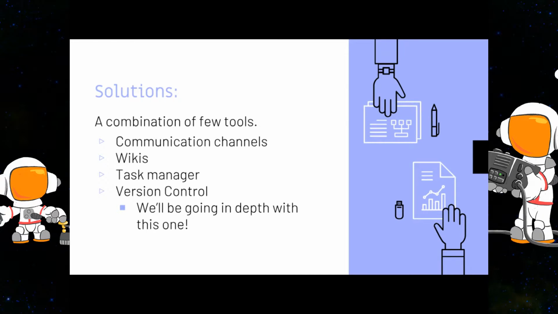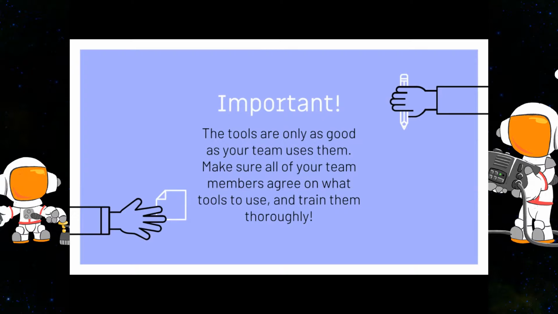And it'll probably be very obvious as to why when I review this. But important: tools are only as good as your team uses them. Make sure all of your team members agree on what tools to use and train them thoroughly. If one team member is not using a specific tool that your team agreed to use, then they are going to be your weakest link.